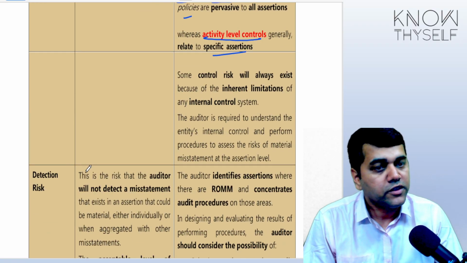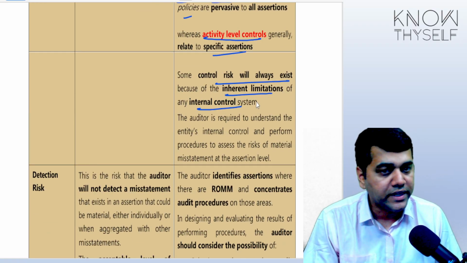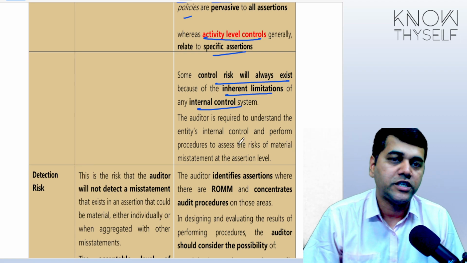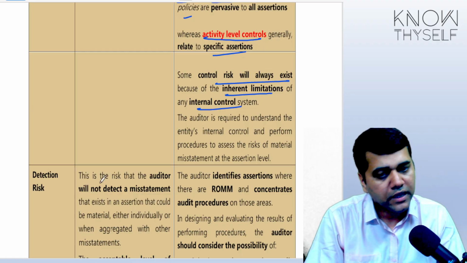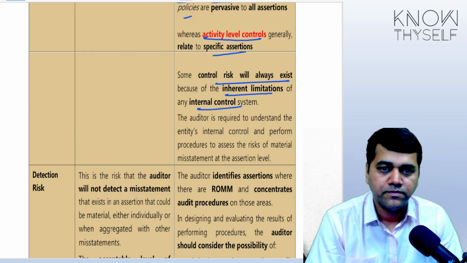Now, some control risk will always exist. Why? Because we have got inherent limitations of the internal control. A very famous question at the intermediate level. In final also, they have asked the same thing. I don't know when they are going to ask in the examination.